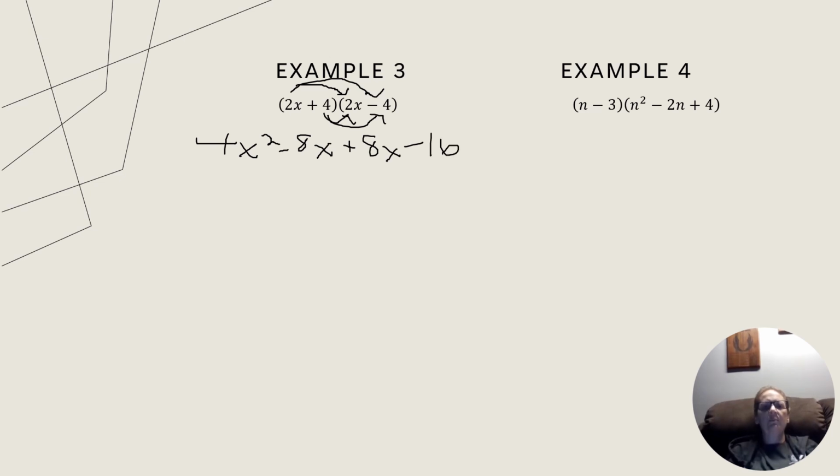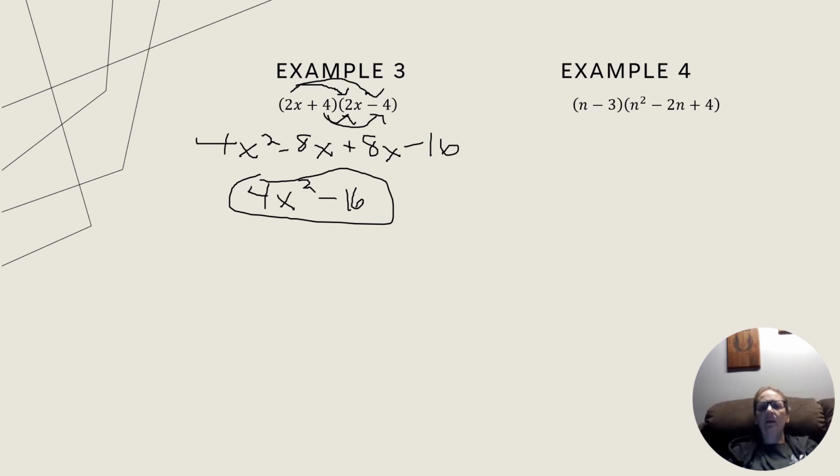So you'll notice the middle term drops out. When you have the same term multiplied together where one's positive and one's negative, that middle term is going to drop out. And you end up with 4x squared minus 16. So if you recognize that, you can skip the middle step, and that's okay. I won't begrudge you that. But I wouldn't recommend doing it until you're very, very comfortable with it.